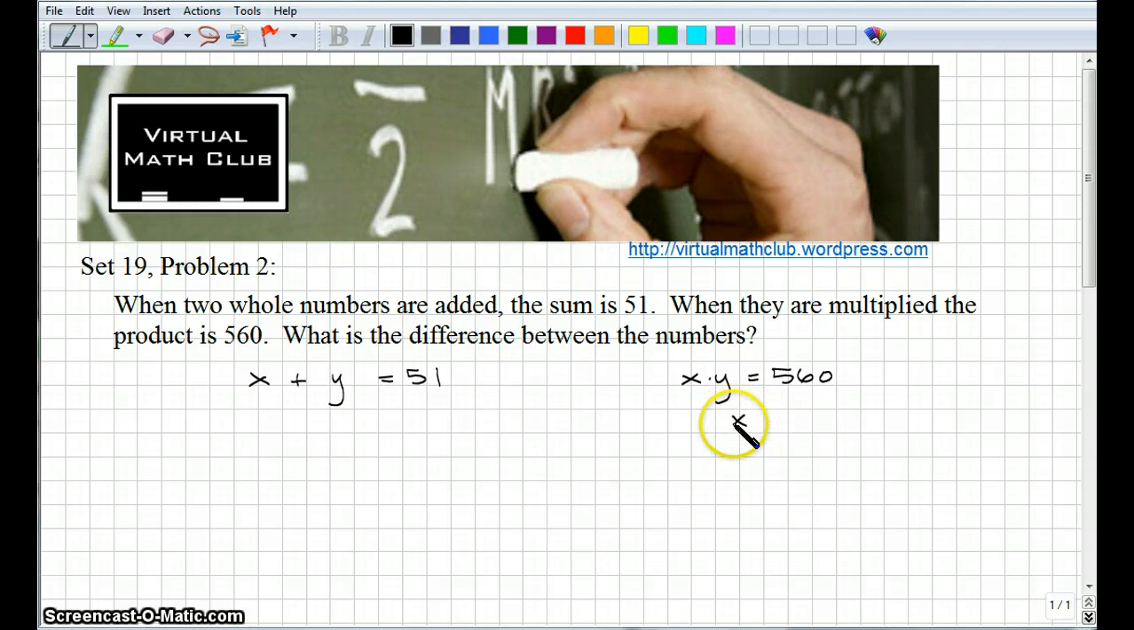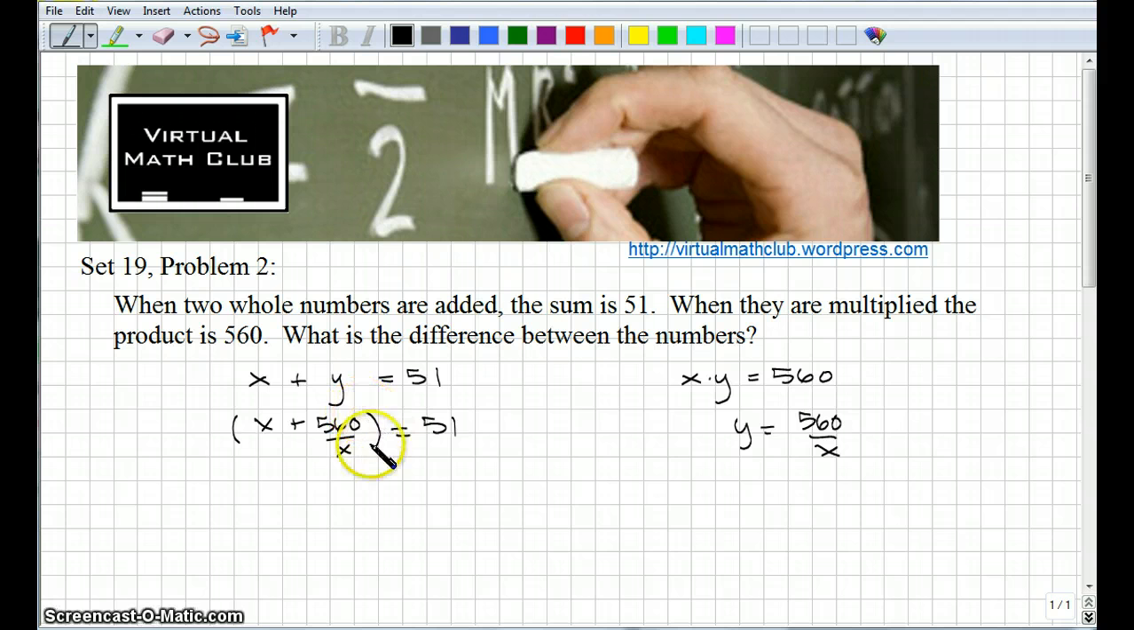Doesn't really matter, I guess, but what if we say y is equal to 560 over x, and then we try to substitute it over here. So then we get x plus 560 over x, right? Alright, so we're just substituting. Wherever we see y, we put in 560 over x, and that's equal to 51. And let's get the x off the bottom.